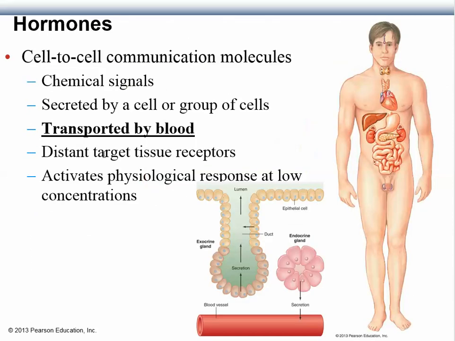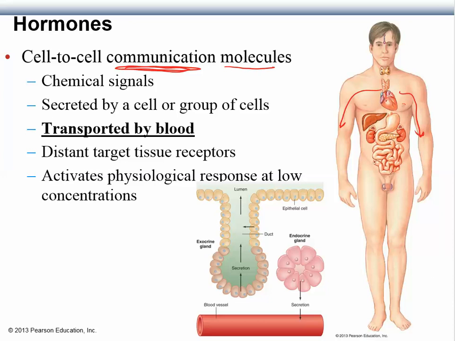Okay, so what are we talking about? Hormones. They're cell-to-cell communication molecules. That's what we're talking about. We're talking about communication. Okay, so we're talking about molecules that have the capability of communicating a signal just about anywhere in the body. Now, some, like there is a hormone that's produced by the heart.